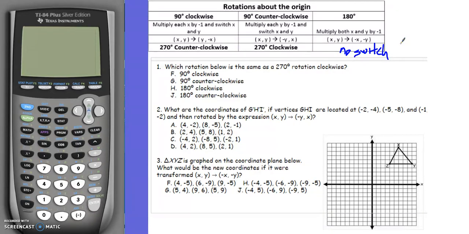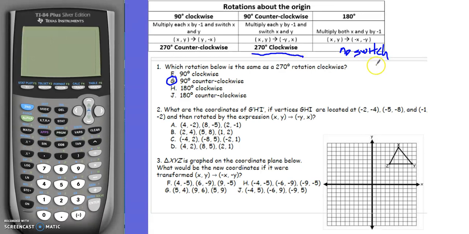Okay, which rotation below is the same as 270 degrees rotation clockwise? So right here, 270 degrees clockwise is the same as 90-degree counterclockwise, G. All right, what are the coordinates of G prime, H prime, I prime if the vertices GHI are located at -2, -4, -5, -8, -1, -2.